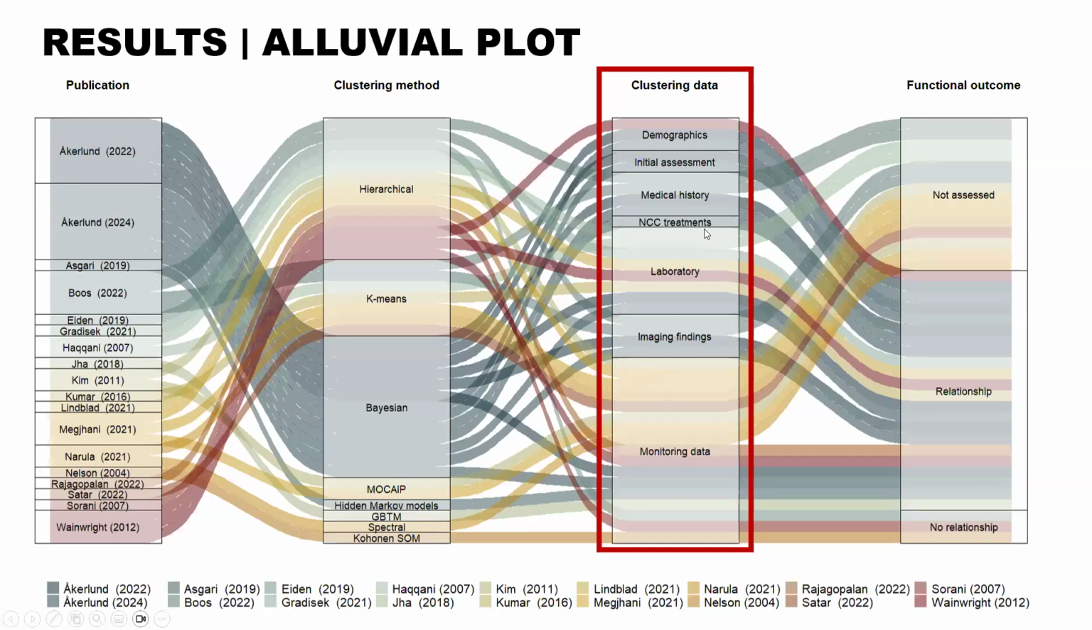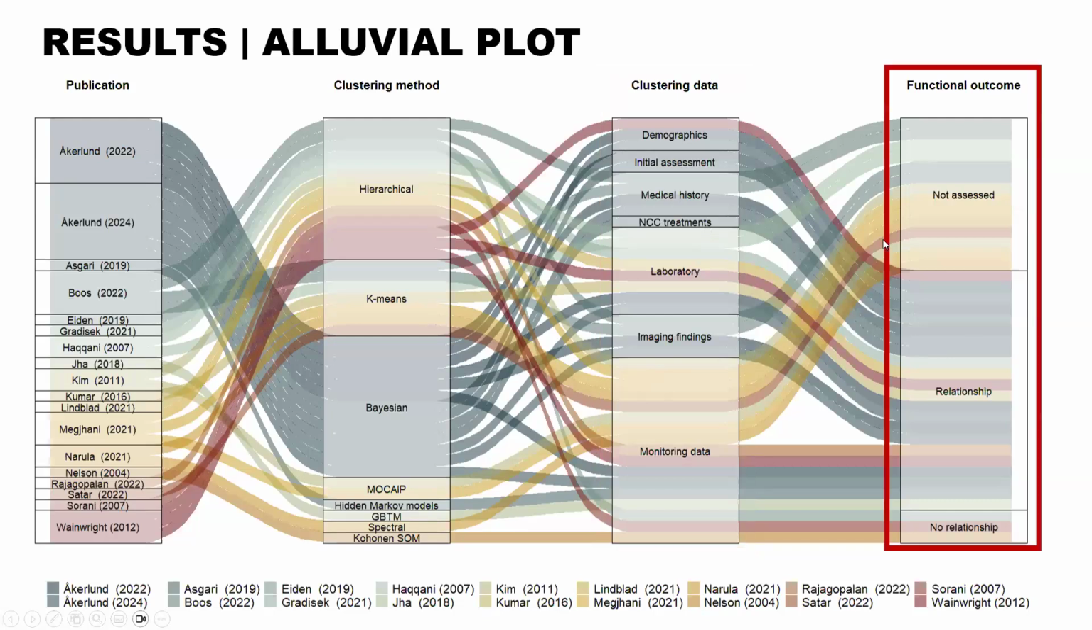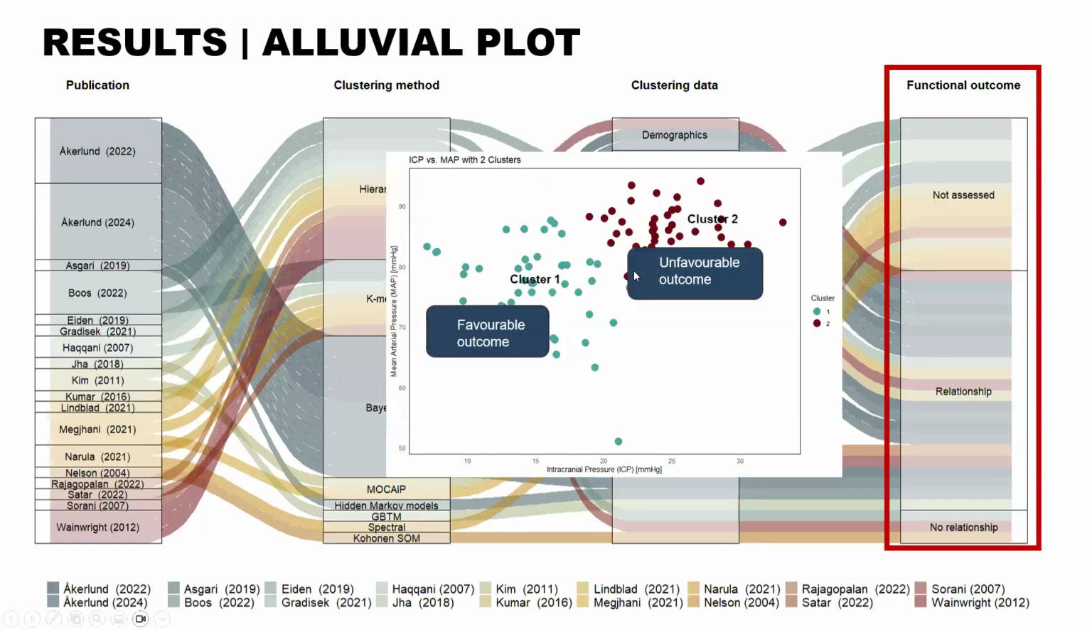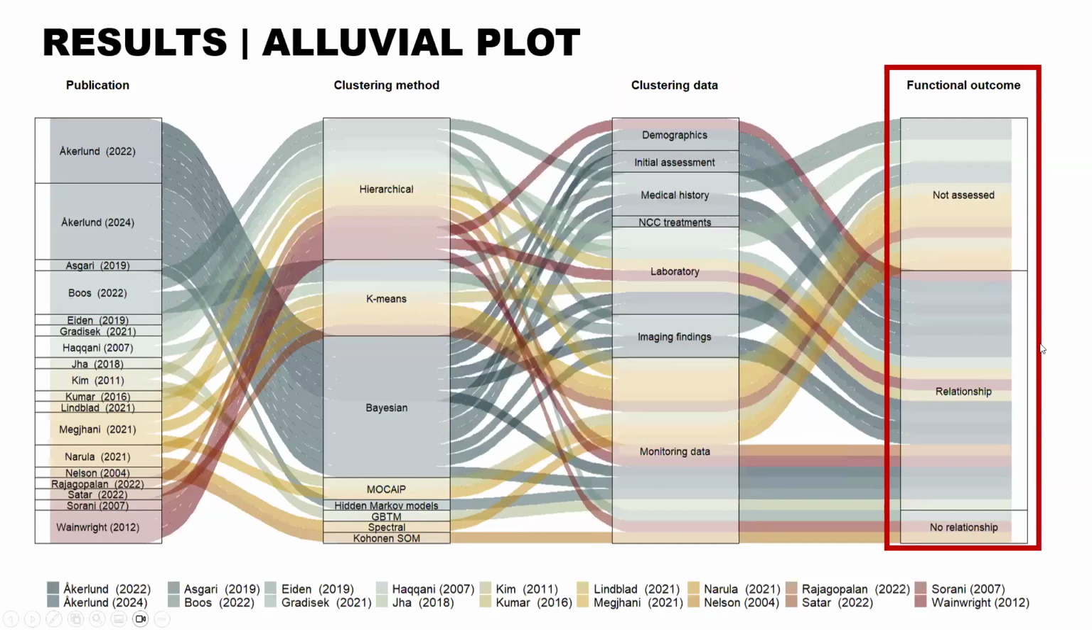And in the final column, you can see the functional outcome. We were interested in how many studies find significant differences in functional outcome comparing the clusters. So just to go back to my initial example, if you have 2 clusters, you cluster monitoring data, for example, you look at what the characteristics of these clusters are, and you look, are the clusters significantly different, yes or no? And so most studies, 9 in total, found a significant difference between the clusters.